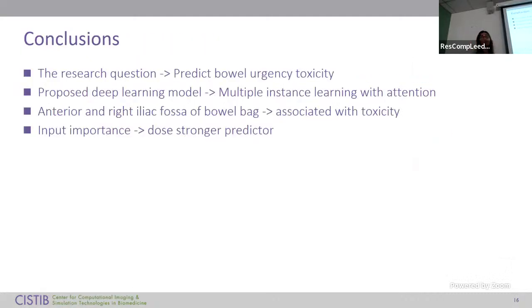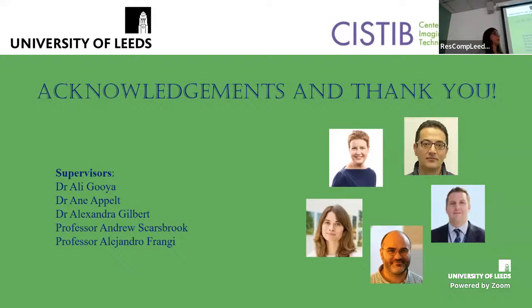So to conclude, I told you what the problem is, the toxicity prediction problem, and how we're going to solve this. We propose to have a multiple instance learning with attention module to find which sides, anterior and right iliac fossa, are involved, and which input is the risk factor. Dose is a stronger predictor. At the end, I would like to say thank you to all my supervisors, and thank you for your time and your attention.